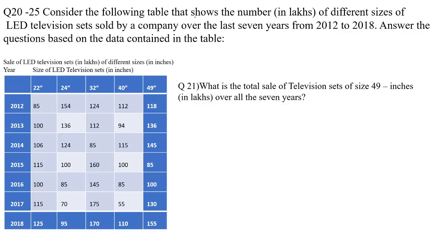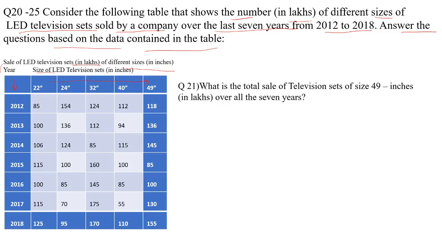Consider the following table that shows the number in lakhs of different sizes of LED television sets sold by a company over the last 7 years from 2012 to 2018. Answer the question based on the data contained in the table. So you can see the table, sales of LED televisions in lakhs of different sizes. The years are given here and the sizes of the different television sets are given.